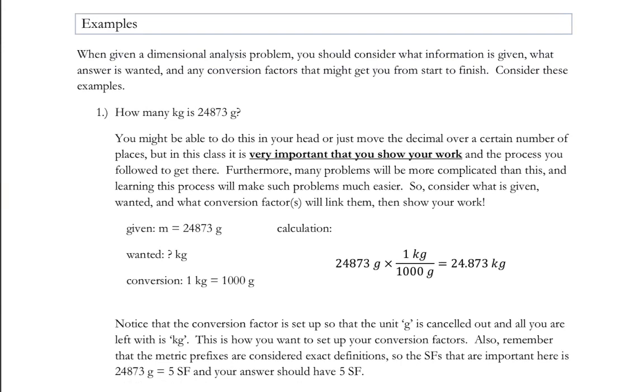How many kilograms is 24873 grams? So what we do is we start with our given quantity, 24873 grams, and we write beside it the conversion needed to go from grams to kilograms. Well, 1,000 grams equal 1 kilogram. Notice we put the 1,000 grams in the bottom, so the grams cancel out and we're left with kilograms. And whatever's in the top, 24873, and the 1 we multiply together. Whatever's in the bottom, the 1,000 we divide.